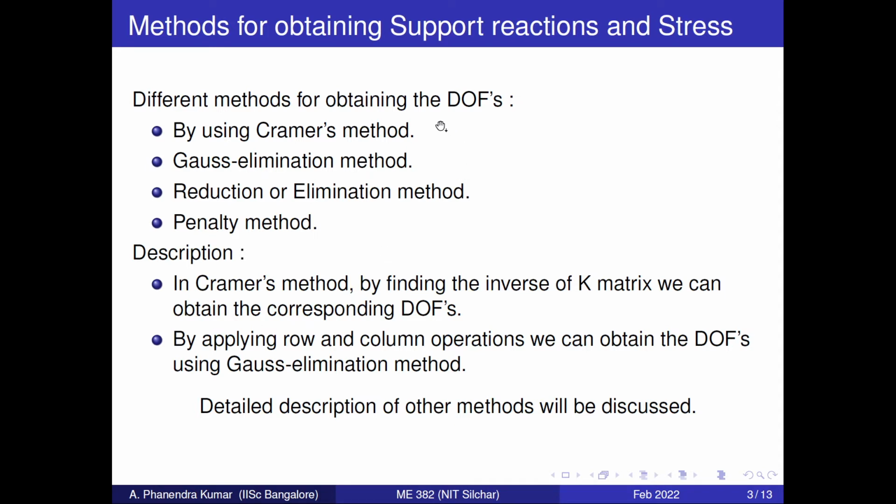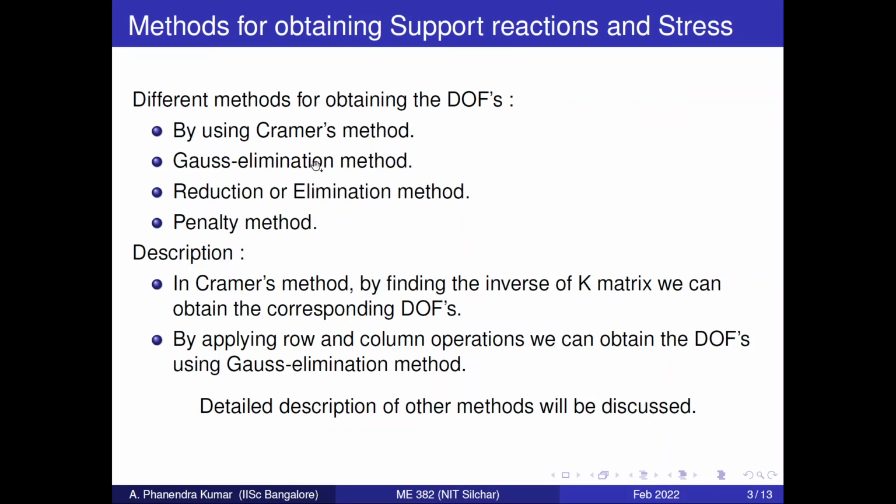Starting with the methods, these are the 4 different methods for obtaining the degrees of freedom or the unknown forces. By using Cramer's method we can obtain them: using the formulation we know kd equal to r. Once you pre-multiply k inverse on both the left hand side and right hand side, we will get the degrees of freedom equal to k inverse into r. That is what I meant by Cramer's method.